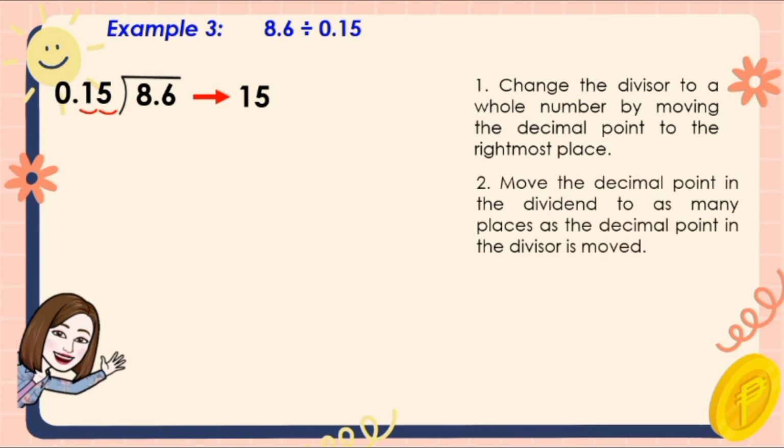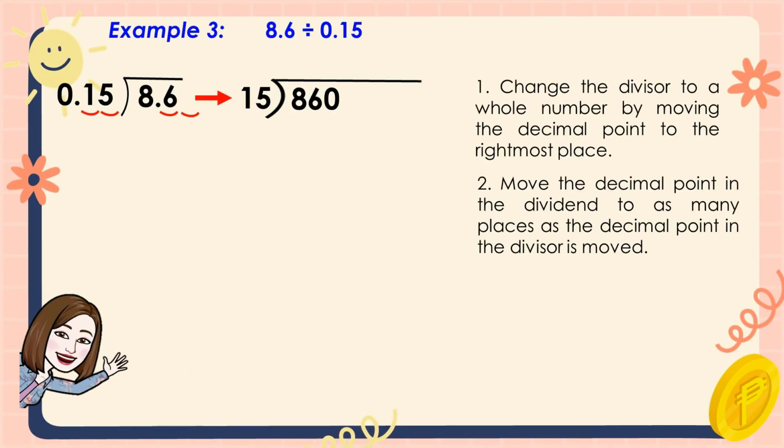Step 2. Move the decimal point in the dividend to as many places as the decimal point in the divisor is moved. So, since dalawang beses tayo nag-move sa ating divisor, ganun din sa ating dividend. Ang 8 and 6/10 na dividend natin kanina, magiging 860. Nag-insert lang tayo ng 0 para magkaroon ng digit doon sa empty decimal place.